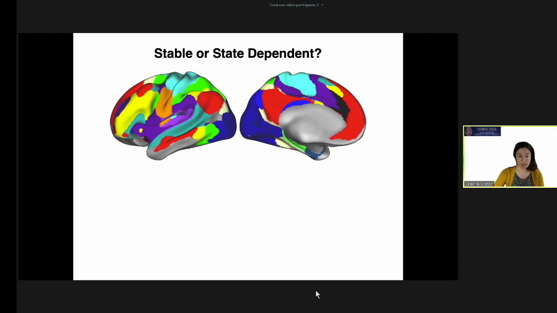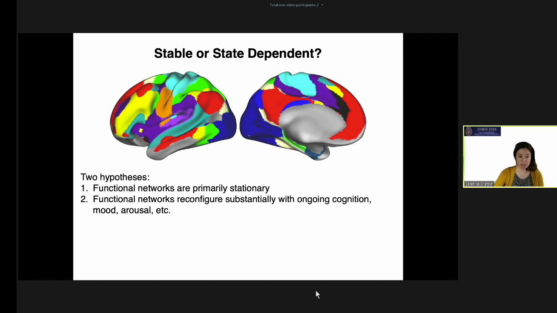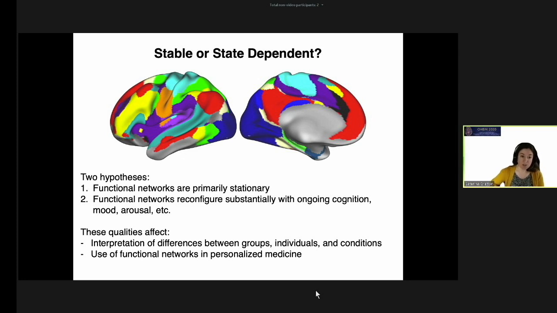And indeed, I'd argue that most papers in the field are at least implicitly motivated by one of these two hypotheses. That is, that functional networks are primarily stationary over time, or that they are reconfiguring substantially with ongoing cognition, mood, arousal, and so forth. And I think these qualities are important to think about because they might affect how we then interpret differences that occur between groups or individuals or conditions.